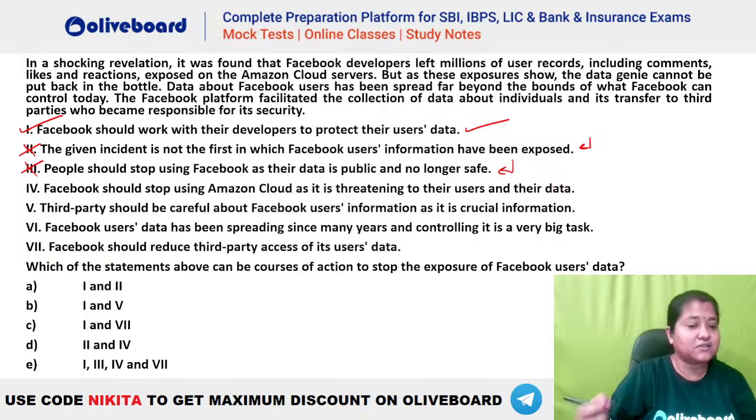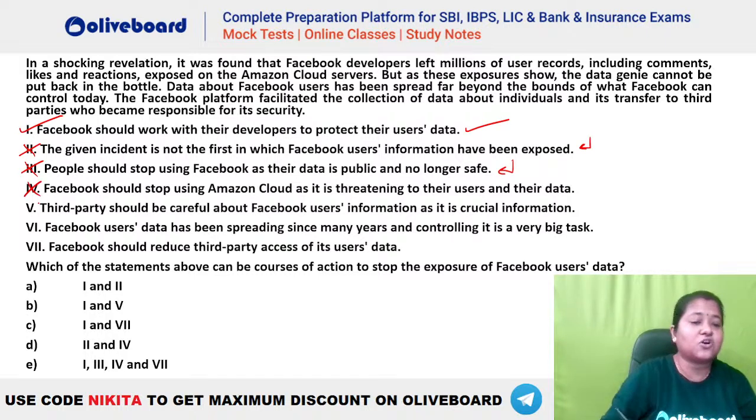That is this one, that is again talking about an extreme thing. That is, Facebook should stop using Amazon cloud. Again, an extreme step is being talked about, that you should stop using this because it is threatening to the users and their data. Again, you should do something else to stop this particular threat. It should not be that you stop that itself, right? So this is again extreme in nature.